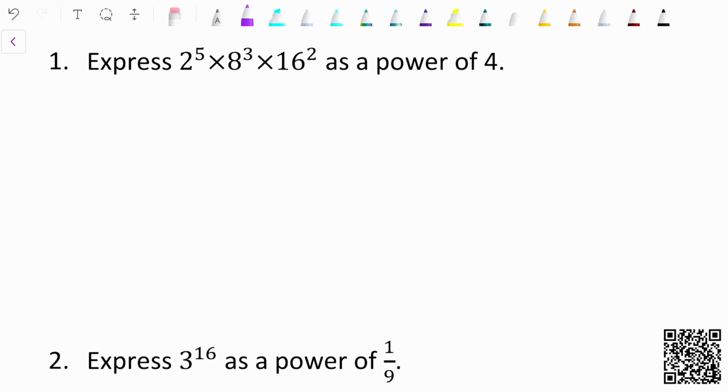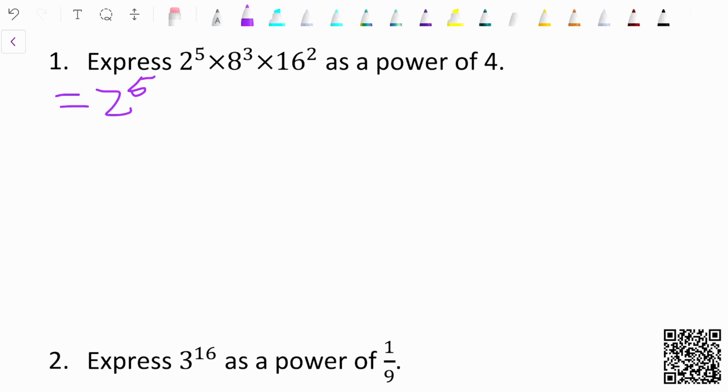Today's first question is: express 2 to the power of 5 times 8 to the power of 3 times 16 to the power of 2 as a power of 4. Before transferring this to a power of 4, you can tell that 8 to the power of 3 is not going to be transferred as easily. So first we can convert them to powers of 2. So how do we transfigure it to powers of 2?